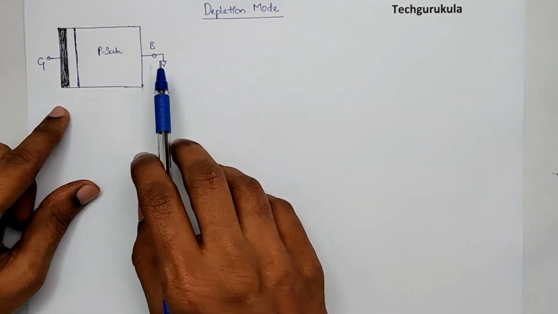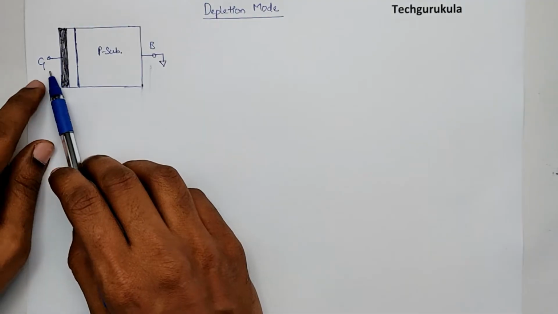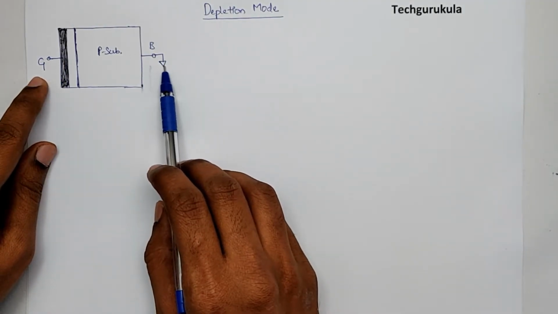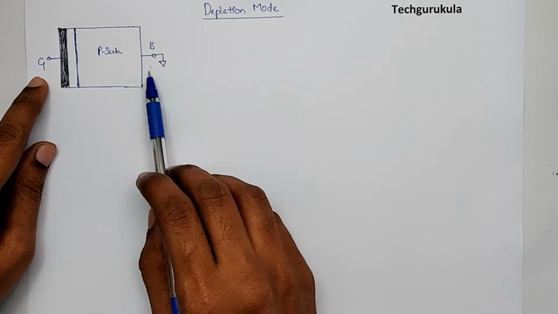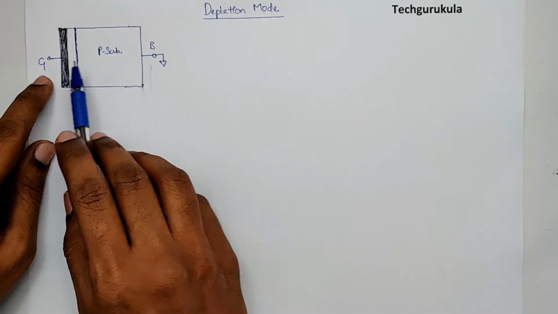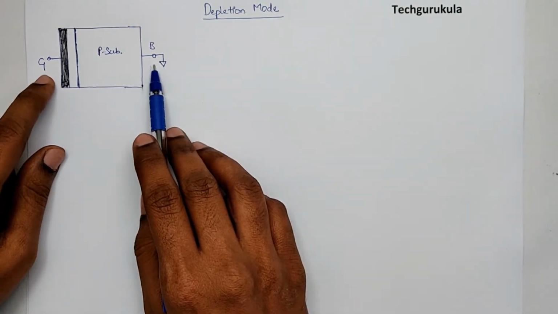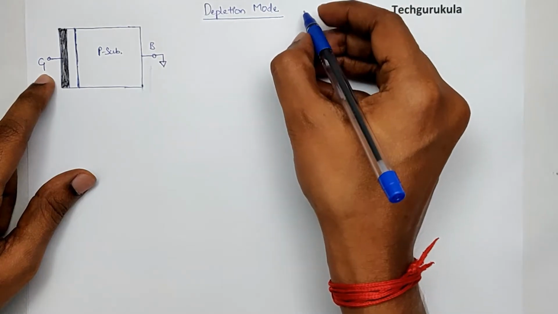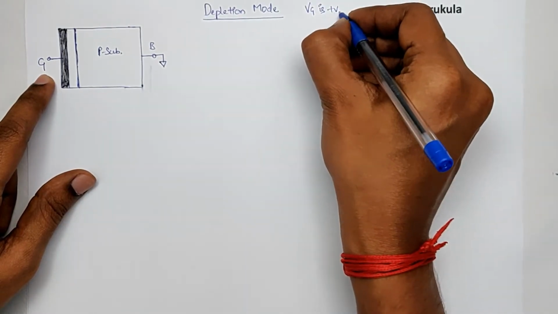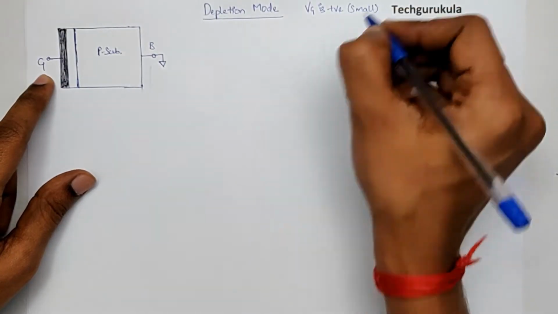In the previous video, we have seen the accumulation mode in which the gate potential was applied negative with respect to base, where base was grounded. The same case here, but in this case we are taking the gate potential positive with respect to base. VG is positive, but it's a small value. That's what we are taking.